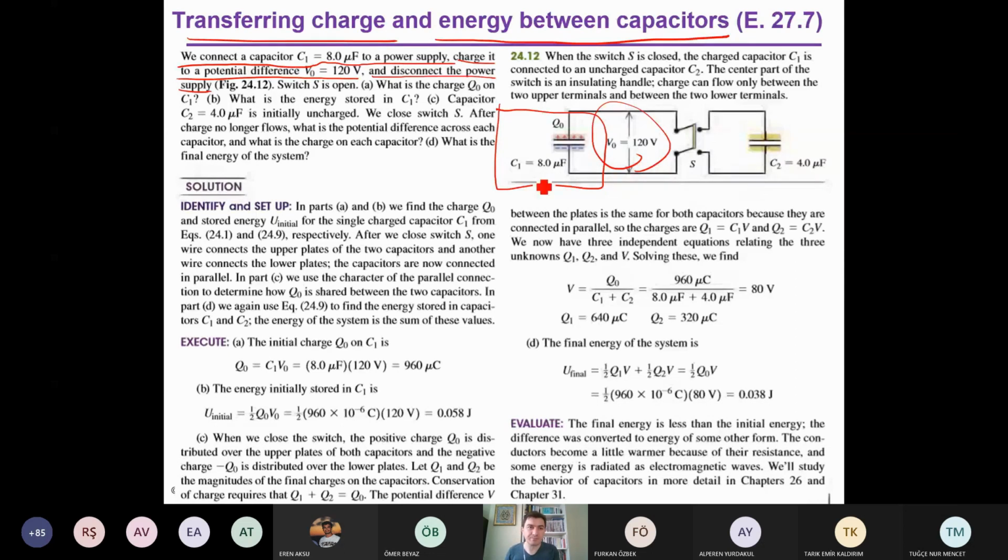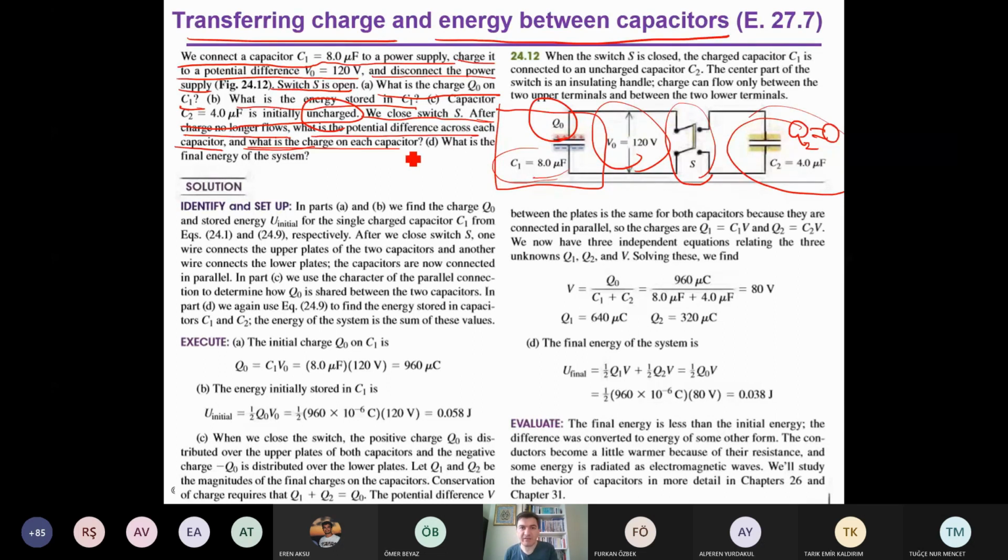And what about the question? Here there is a switch, and on the right side we have another capacitor with 4 microfarad. The switch is open at the beginning. What is the charge Q0 on capacitor 1? What is the energy stored in capacitor 1? Capacitor 2 is initially uncharged. It is empty. Q is 0 here at the beginning, okay? We close switch S. After charge no longer flows, what is the potential difference across each capacitor? And what is the charge on each capacitor? What is the final energy of the system?